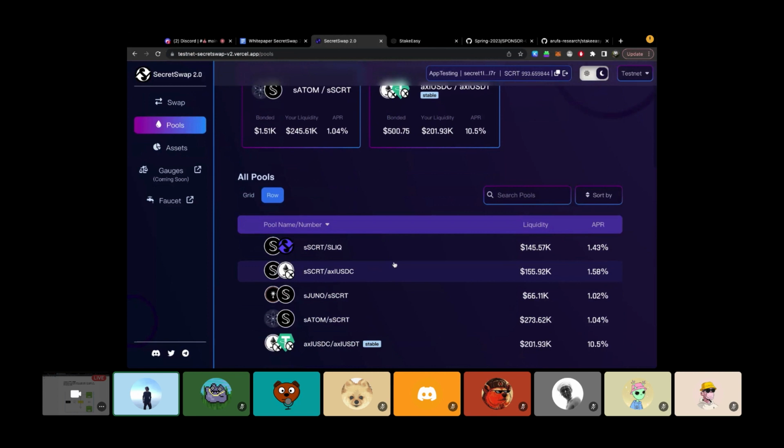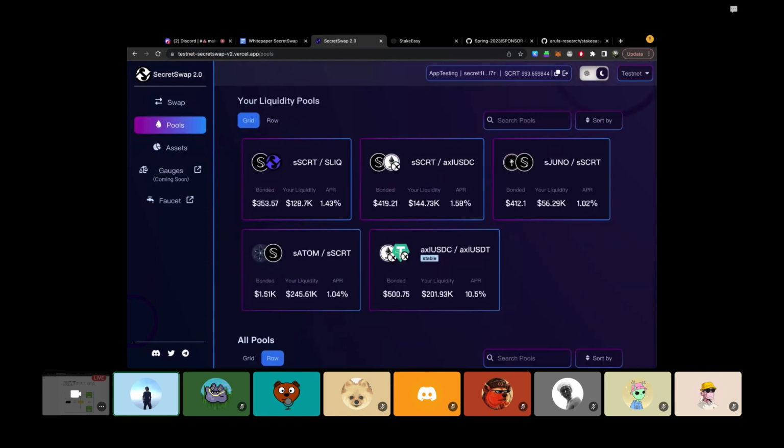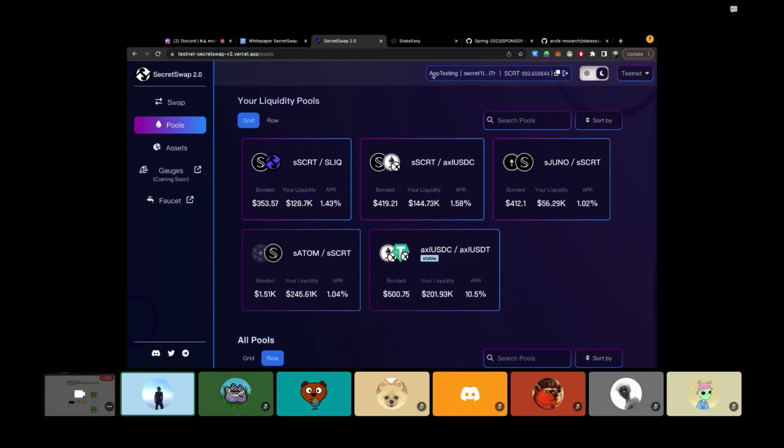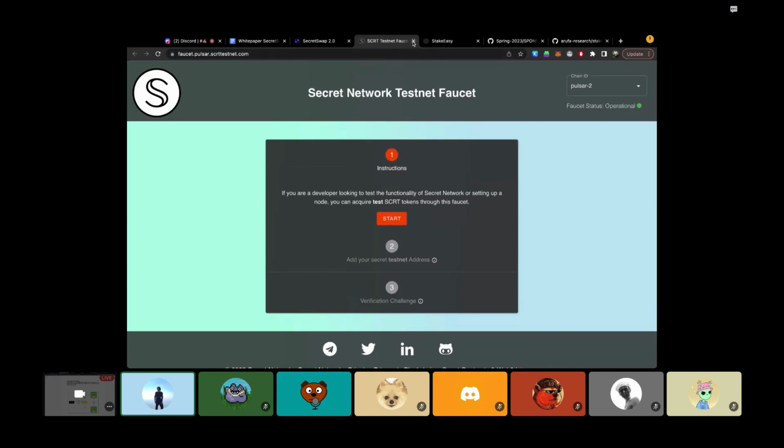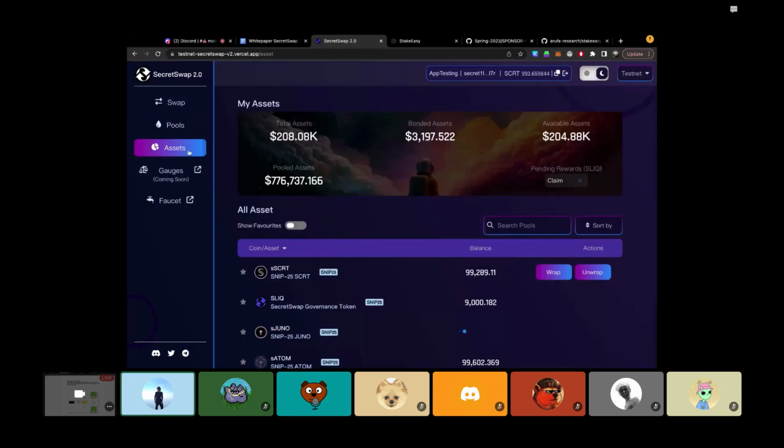But with the current setup, you can see how liquidity is provided, how liquidity is withdrawn, how liquidity is bonded and unbonded, how rewards are being accrued, and how to do a swap. Just to get the hang of how the UX is working, or if there are any issues, you can report to us. Here, I've already connected my wallet. So this is live on testnet. If you don't have any secret, you can just go to this faucet link, and it'll give you some test tokens. So now you have test SCRT tokens.